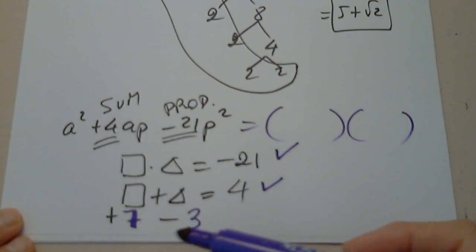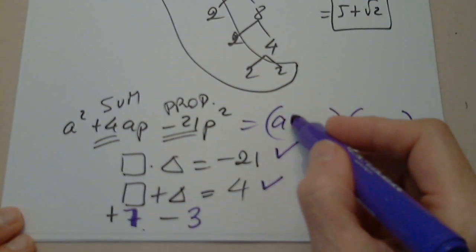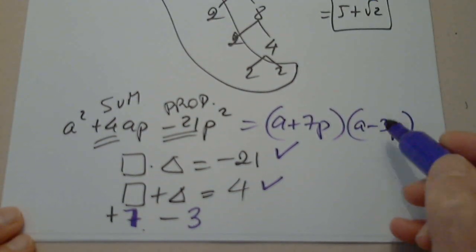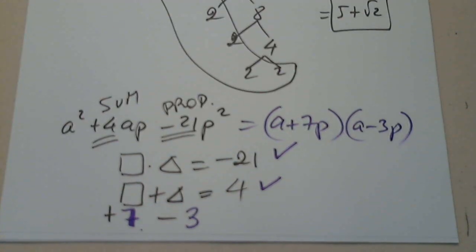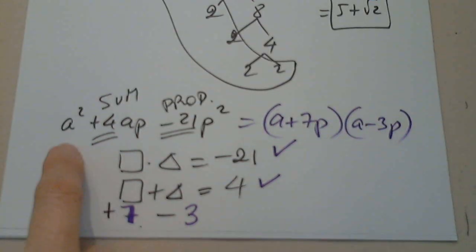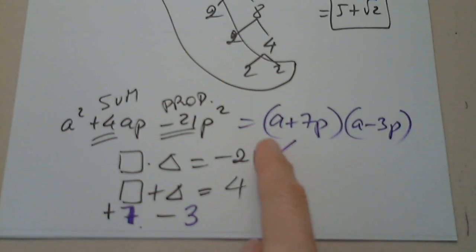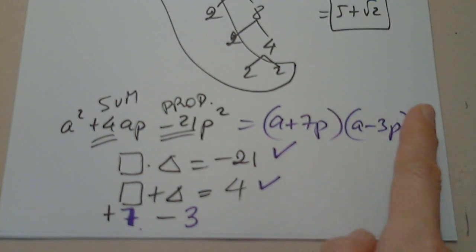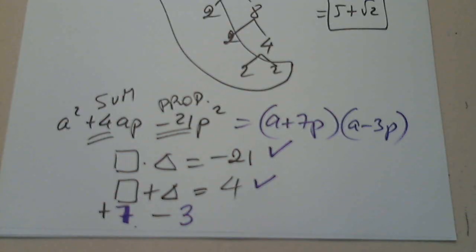It's a plus 7p and a minus 3p. And you should always, before you enter anything, multiply. It takes 5 seconds to verify. A times A, negative 3ap plus 7ap is 4ap. 7p times negative 3p is negative 21p squared. Got it. Okay. Thank you. Sure.